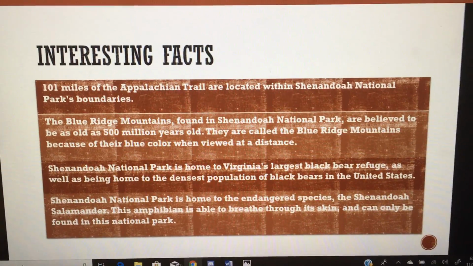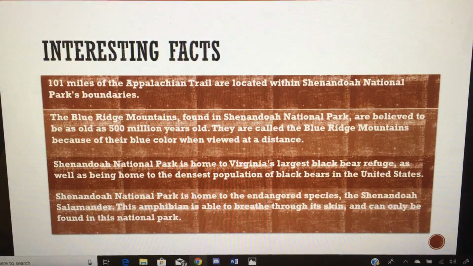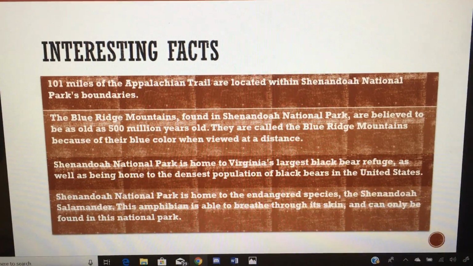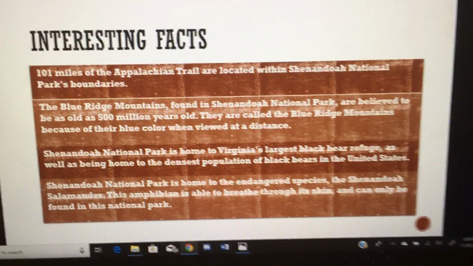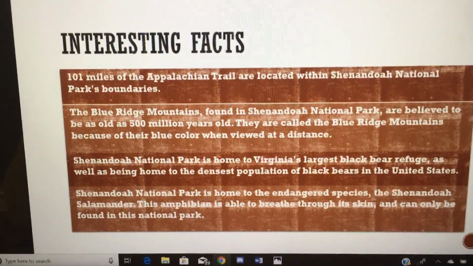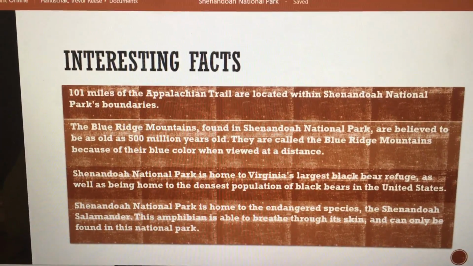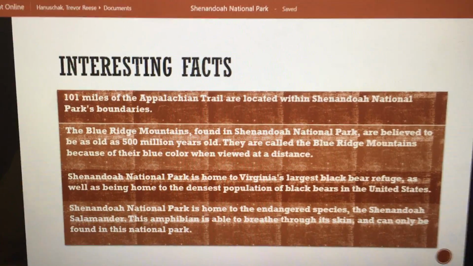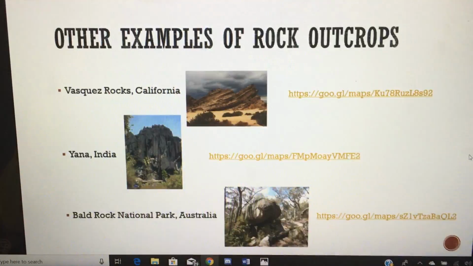And then my last one is that Shenandoah National Park is home to the endangered species, the Shenandoah salamander, and this amphibian is able to breathe through its skin and can only be found in this national park. So this amphibian cannot be found anywhere else in the entire world. It is in one area and it is inside this park. And I just thought that was kind of interesting to think about, just one creature that is local to just one place.